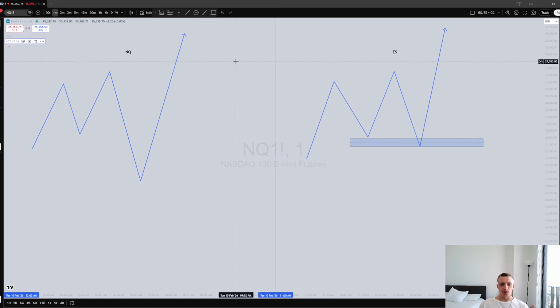So, again, this can be a bit confusing, but essentially, a Ryze SMT is just one zone getting tapped on one correlated asset and not the other. Simple as such. Don't overcomplicate it.